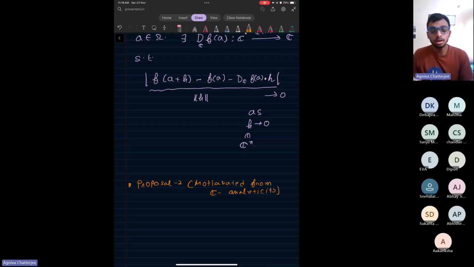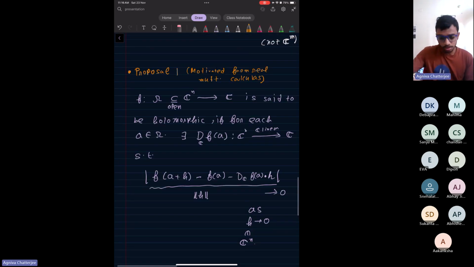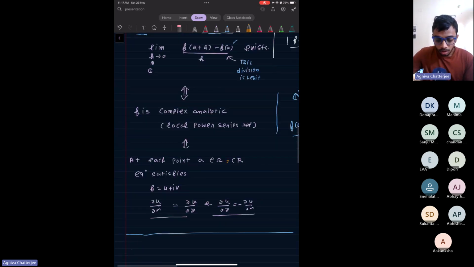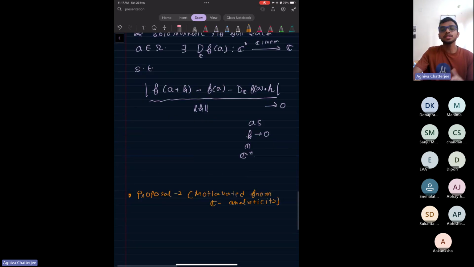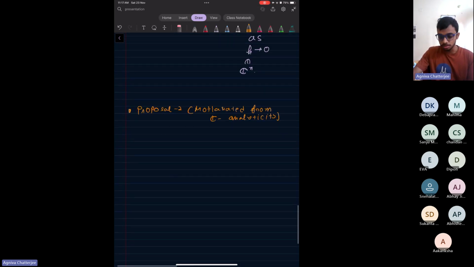What do I mean by that? Well, I told a few minutes back that in one complex variable, holomorphic functions are the same as complex analytic. That basically means they have a local power series representation. But I know how to define power series in higher dimension. So I'm going to say that the function is holomorphic if it has a local power series representation. That's it. That's just mimicking the analytic definition of holomorphicity from complex analysis in higher dimension. That's what I'm going to do.